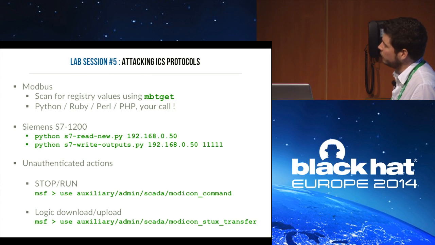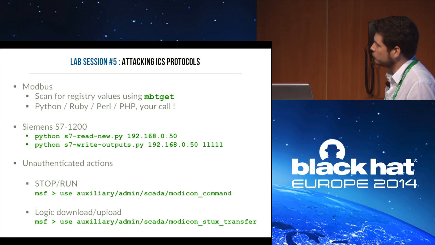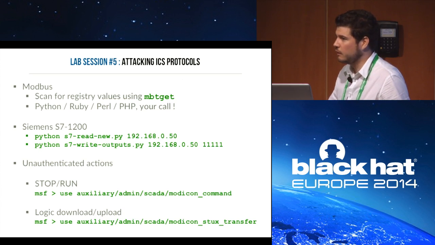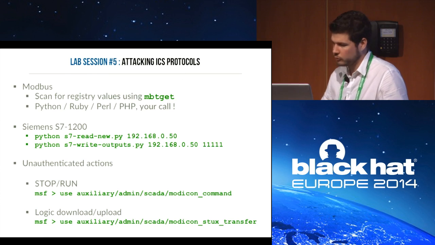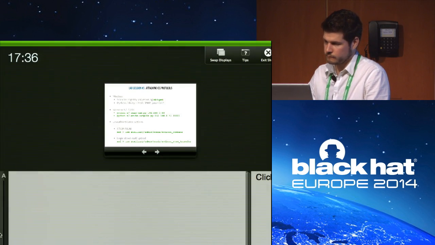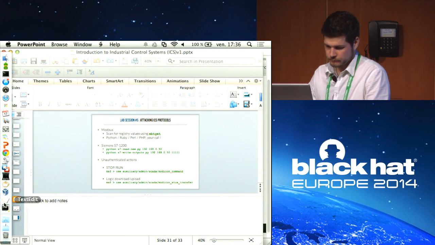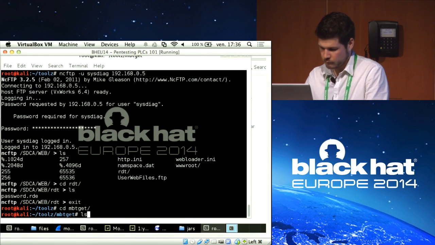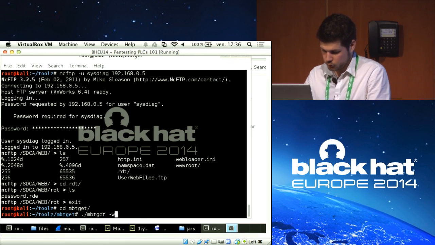And for the Siemens, in the tools/scan7 directory, you have 2 specific tools that I wrote for the Siemens, and you can also read the different values and modify the values. So of course, if everyone does it at the same time, it's going to be a kind of a mess, but I think we can try. Okay, so I'm going to use mbtget to, let's say, read the values.